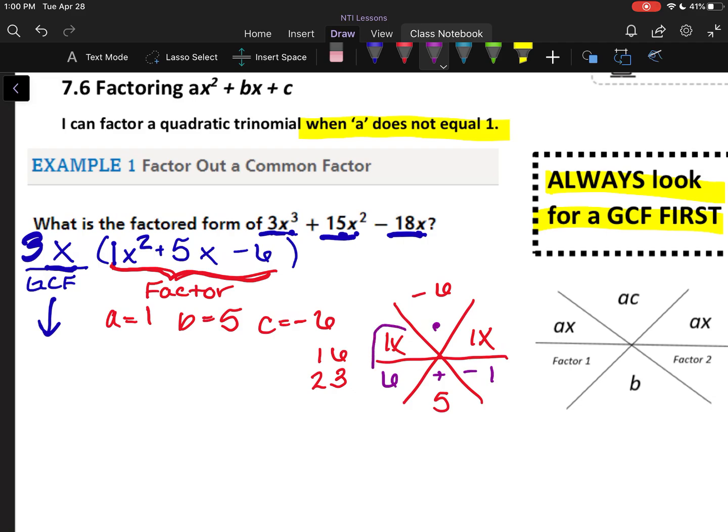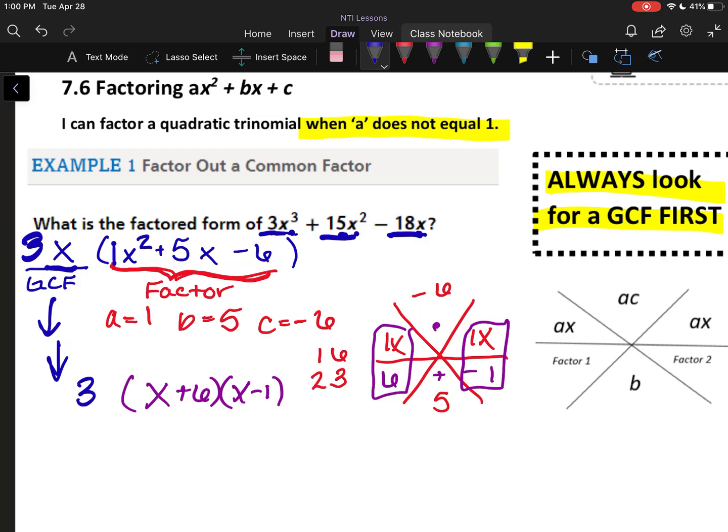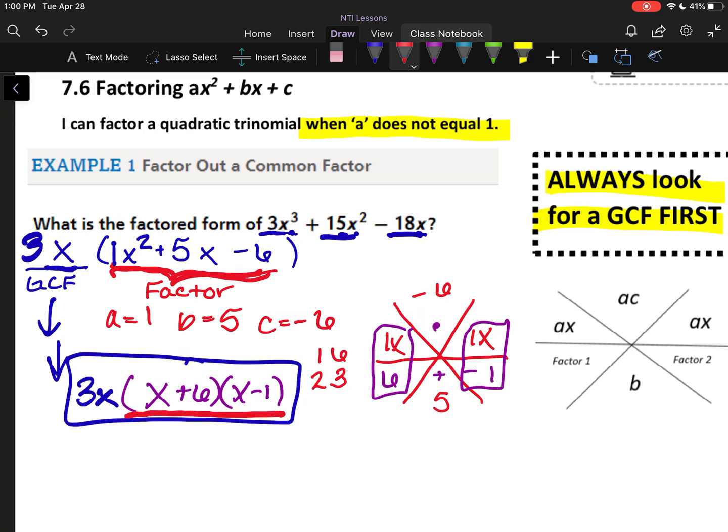And then I can set up my factors here. I'm going to have x plus 6 and x minus 1. But what I cannot forget is that GCF out in front. So we're going to put that 3x. It's still there. All together, that is my answer. What we essentially did was we took this inside and we factored it into 2 pieces. That's what I'm underlining here in red. That, when you find a GCF first, could make your factoring a lot simpler when that A is no longer 1.